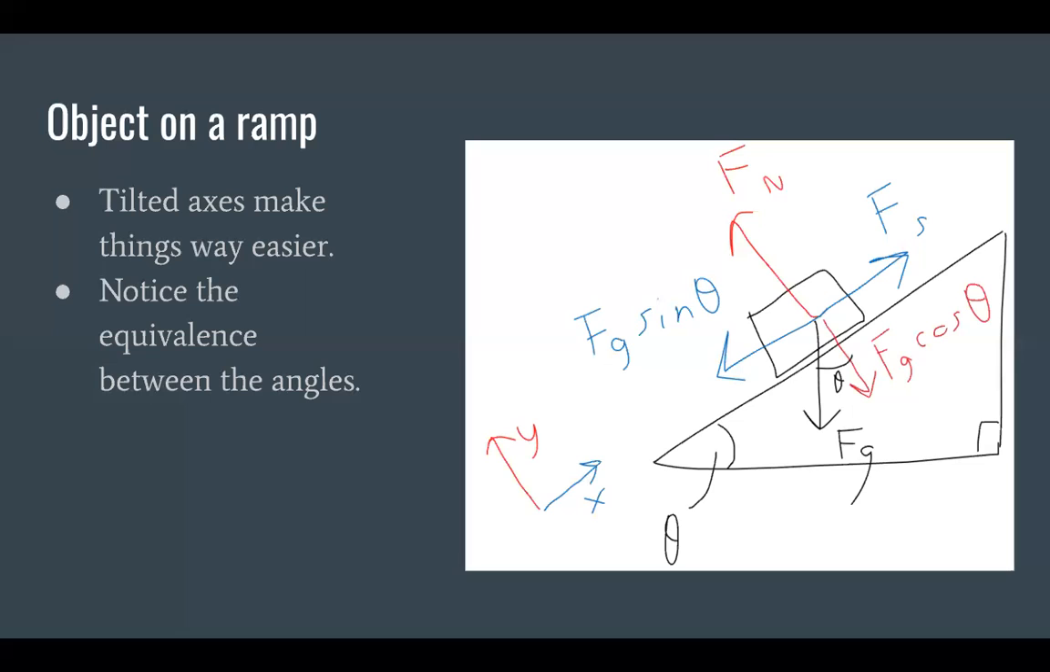And so this way, if we're given just the weight of the object and the angle, we can figure out what friction is, and we can figure out what the normal force is. It's very easy once you have that information. So an object on a ramp tilts the axes. That makes it much easier.